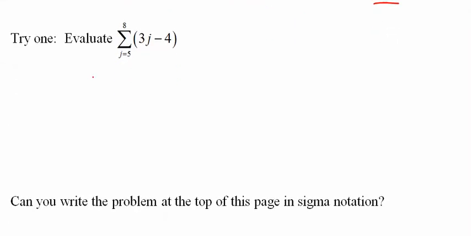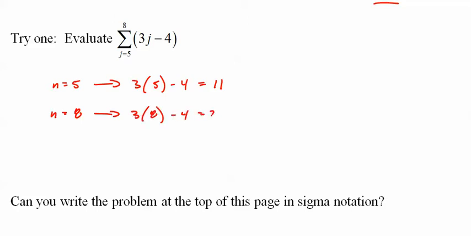So this one's a little trickier. Add them up. We got 5, 6, 7, 8. That's kind of a hassle. I don't like to do that. Let's find what n equals 5. 3 times 5 minus 4 is 15 minus 4. It's 11. N equals 8. 3 times 8, 24 minus 4, 20. 5, 6, 7, 8. N equals 4.